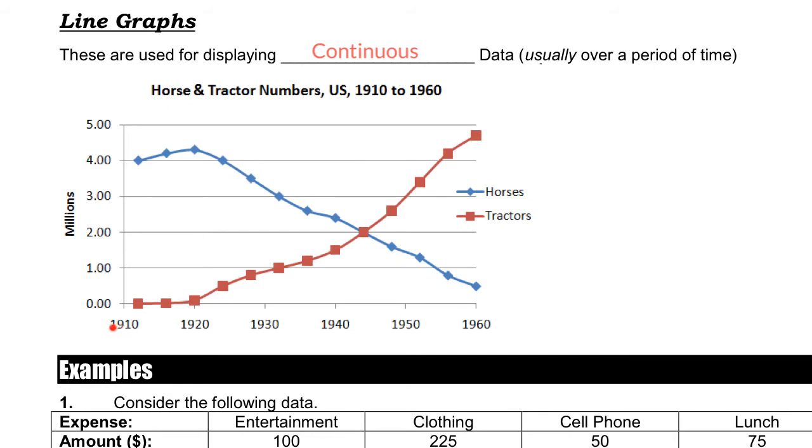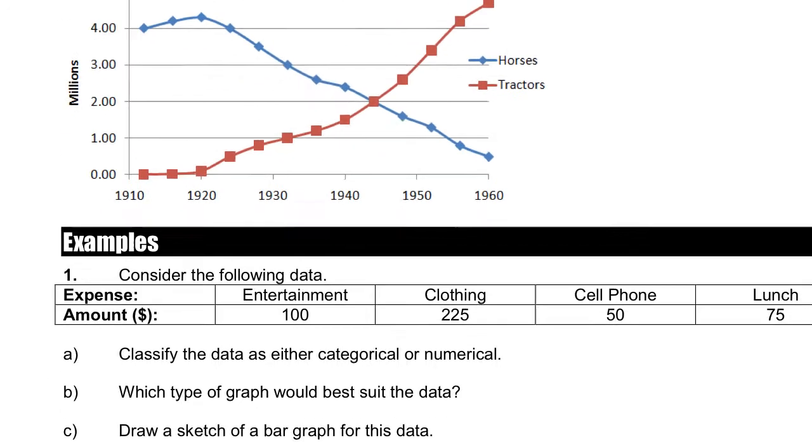Whereas here I have how the number of horses and the number of tractors changes over time. It would make no sense for me to use a bar graph here because that doesn't support the type of data that we have. Let's work through some examples.